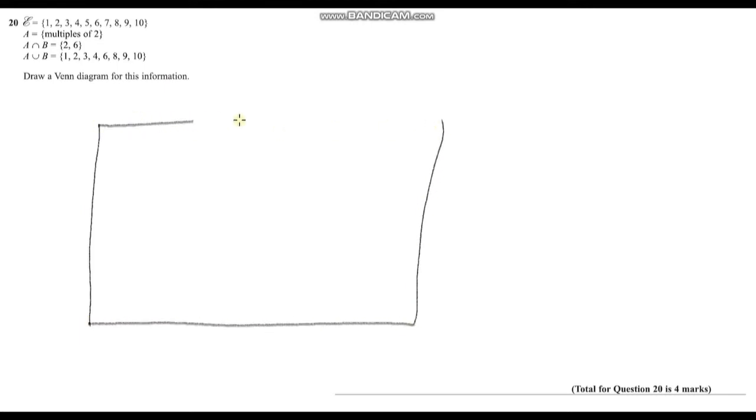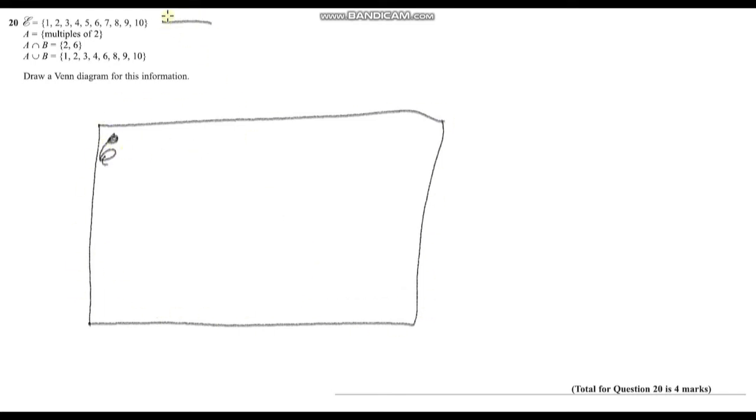Question 20. So we've got all of this information here, and then it says draw a Venn diagram for this information. So I'm just going to draw the Venn diagram first of all. You should always start with a rectangle on your outside, and that represents everything that we're going to include. So it's just this weird looking symbol here. That is for this. This is called the universal set.